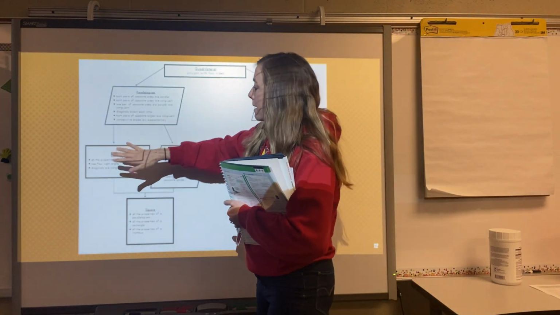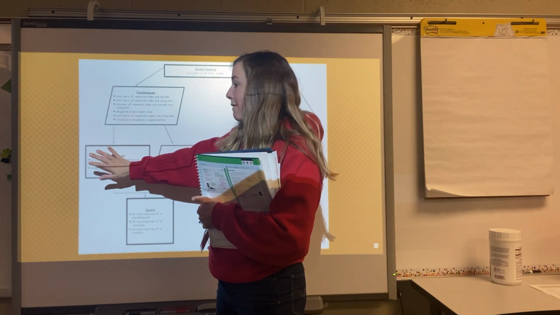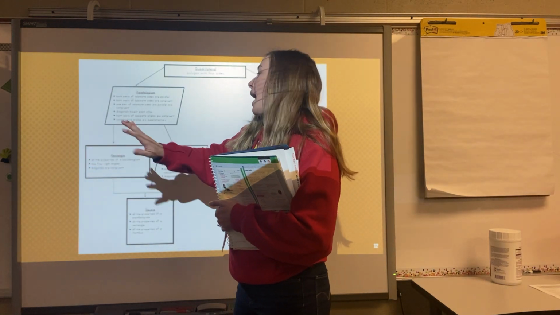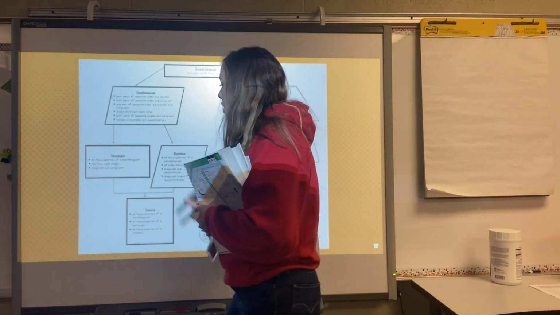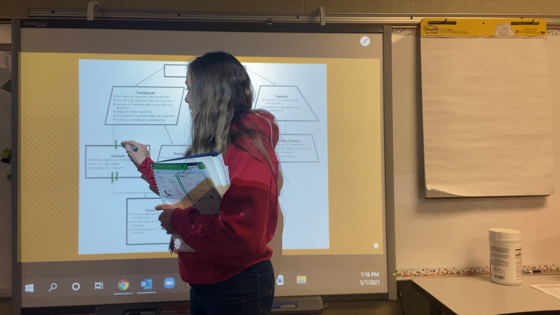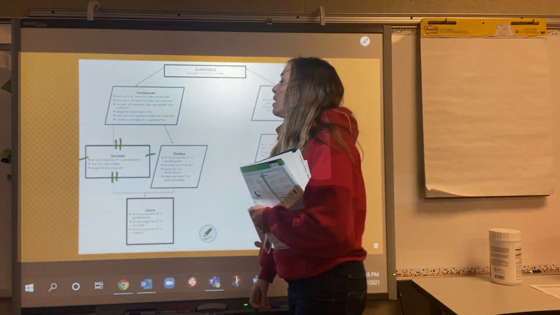So then beyond parallelogram, we've got rectangles and rhombuses. Rectangles have two sets of parallel sides, and the opposite sides are congruent, or the same length. So like on this side and this side, those would be the same length. That side and that side would be the same length.